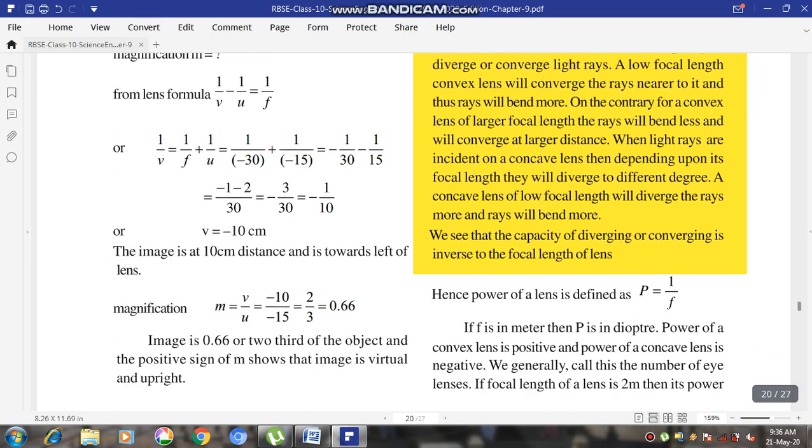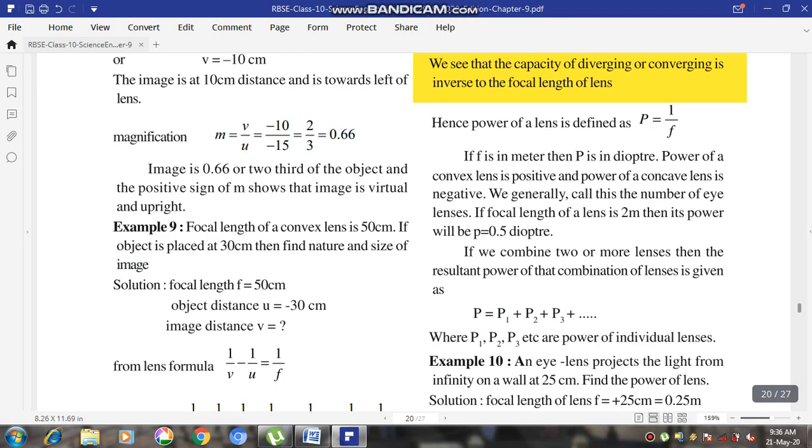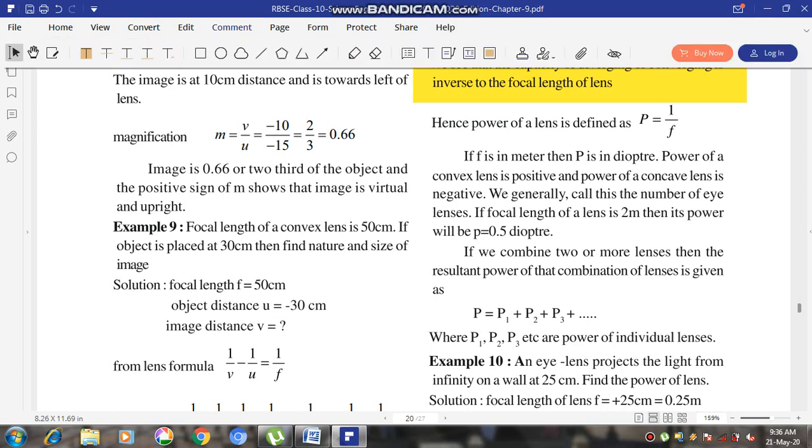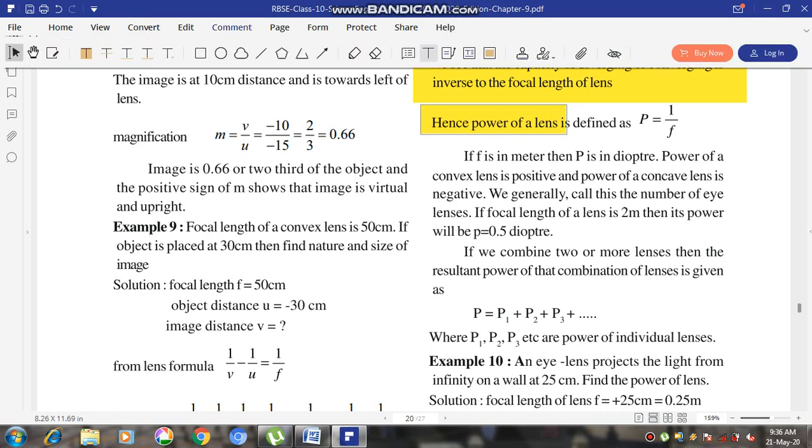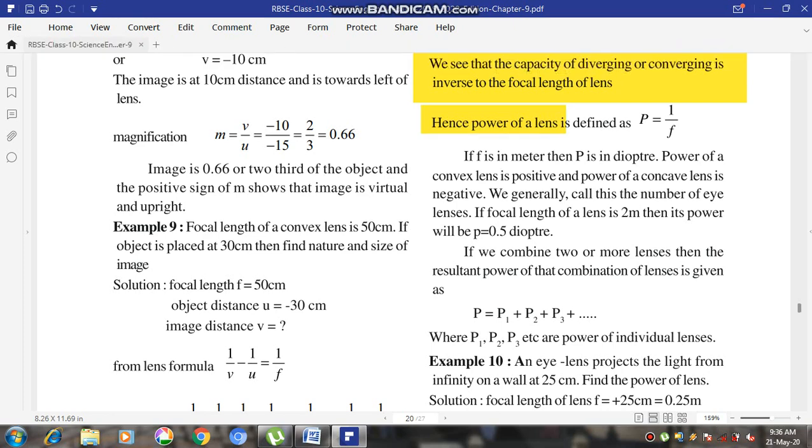So that is the formula of power of lens. How do we define the power of lens? That is P equal to 1 by F. F equal to focal length. In convex, the focal length is low, and in concave, the focal length is high. If F is in meter, then P is in diopter, so power of lens is always defined in diopter.